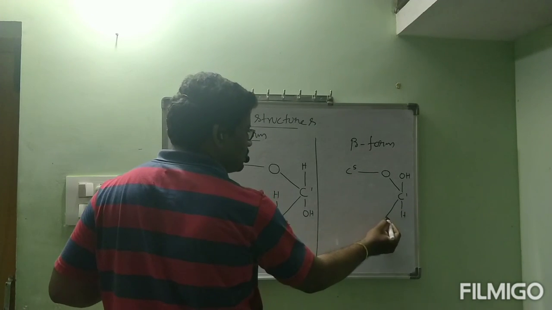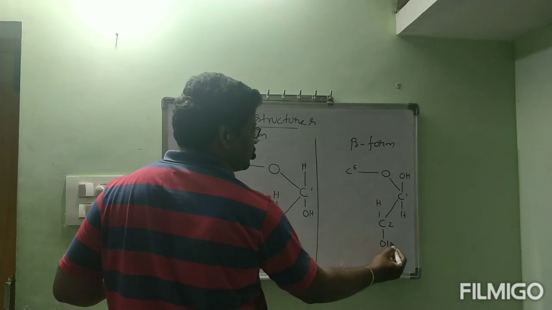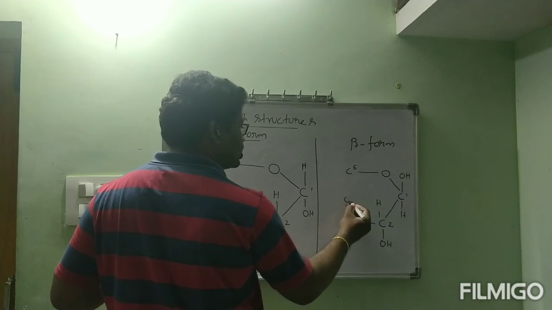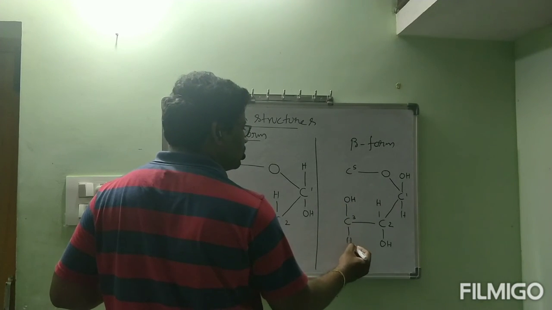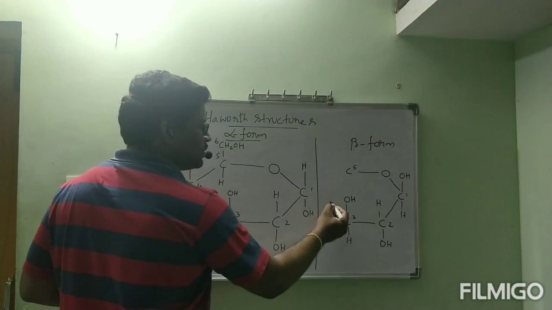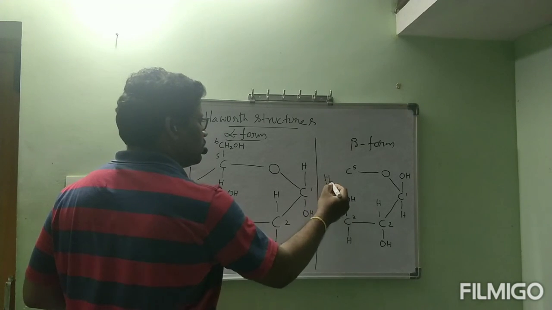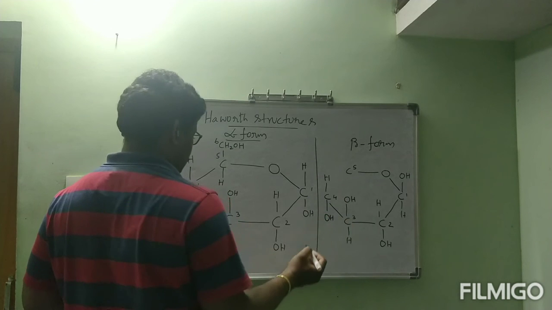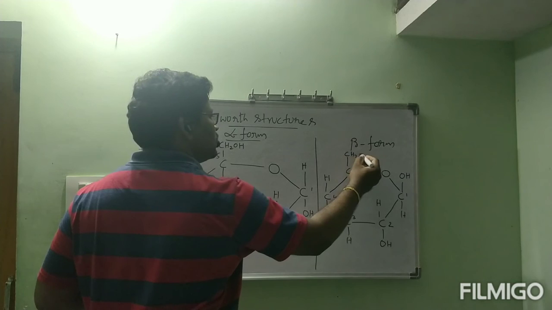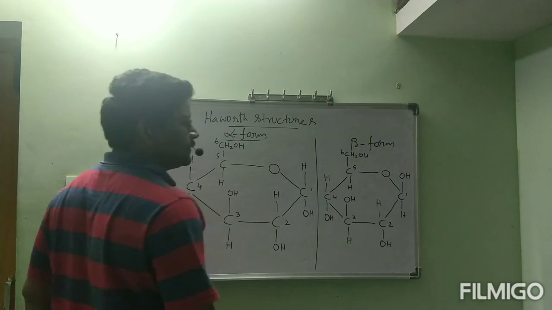This first carbon is bonded to second carbon. Remaining all same. H above, OH below. Second carbon is bonded to third carbon. OH is above, H is below. Next, third carbon is bonded to fourth carbon. H above, OH below. Fourth carbon is bonded to fifth carbon. The CH2OH above only, sixth carbon, and here H is below.